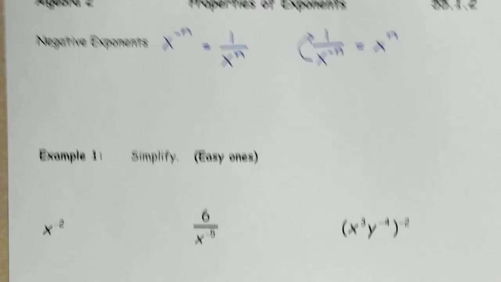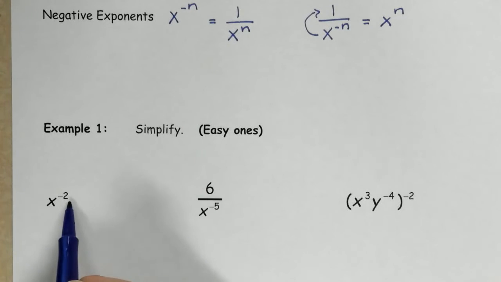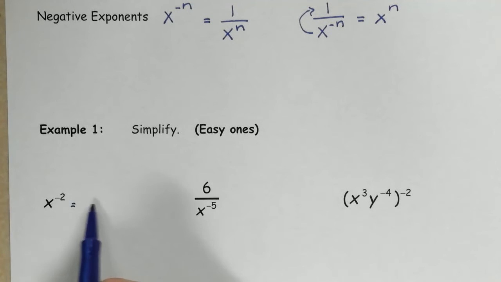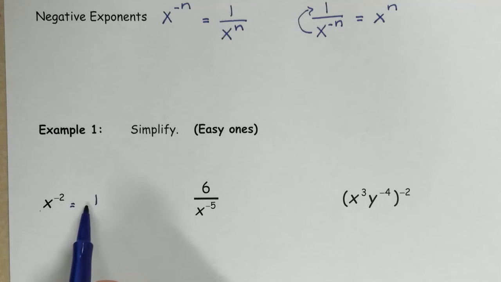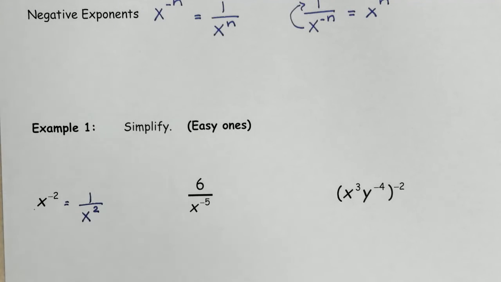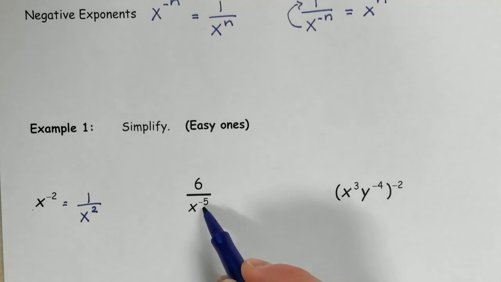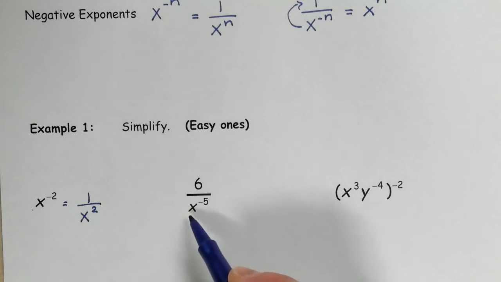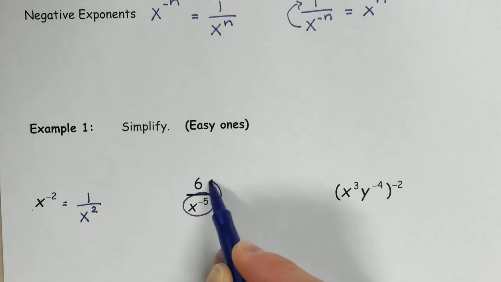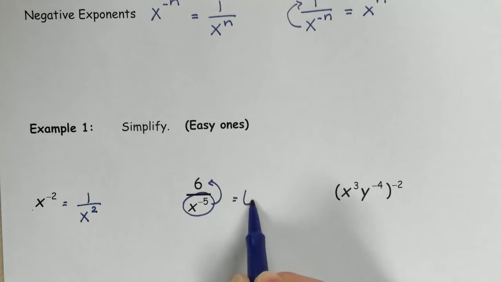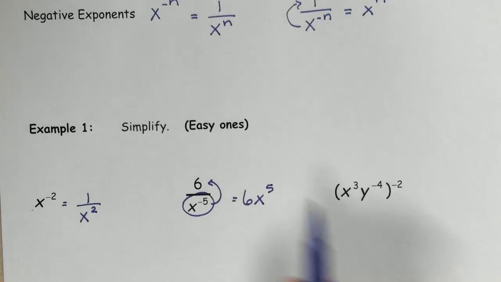When we're done with the problem and we see it has a negative exponent in it, we want to relocate that negative exponent. So we have x to the negative 2. It's not happy being x to the negative 2. It wants to turn over and be 1 divided by x squared. That's it. If we have 6 divided by x to the negative 5, the x to the negative 5 is not happy, and so we need to relocate it to join the 6. It'd be 6x to the 5th.